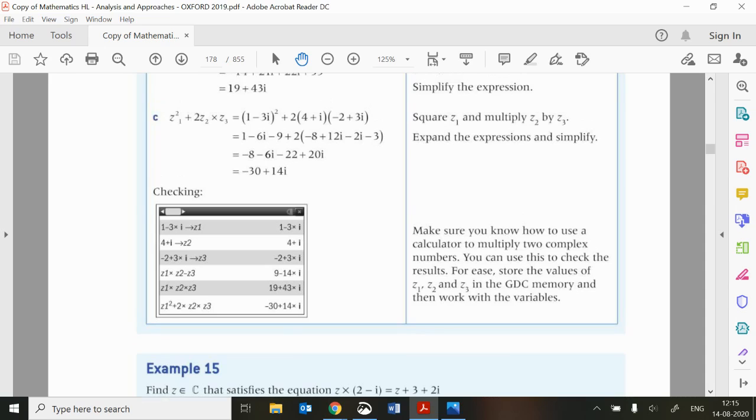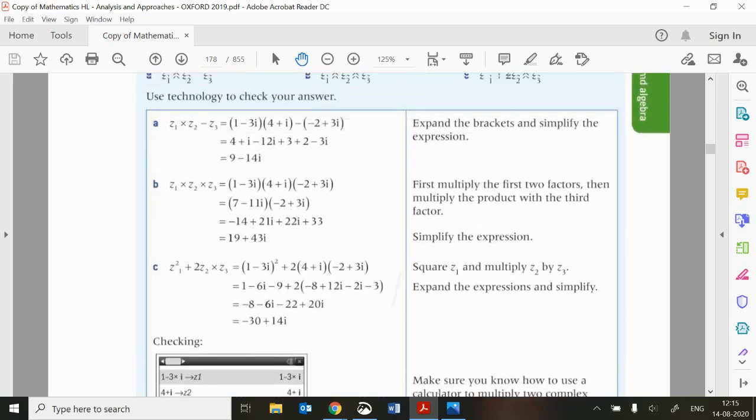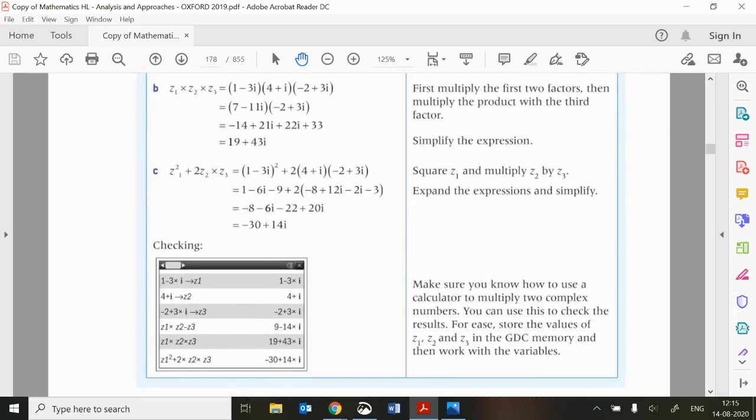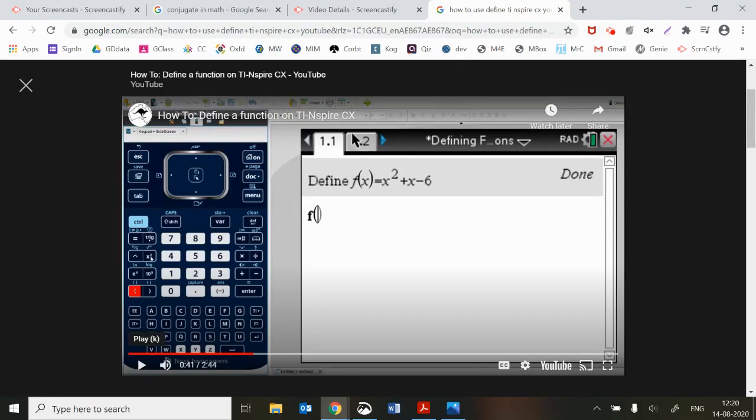Okay, and they're saying check this on your calculator as well. That's interesting. They're actually letting these expressions equal to Z1, Z2, and so on, and then they're using them in the calculation so that they don't have to write them out each time. Okay, I was just needing to recap how to do that as well.